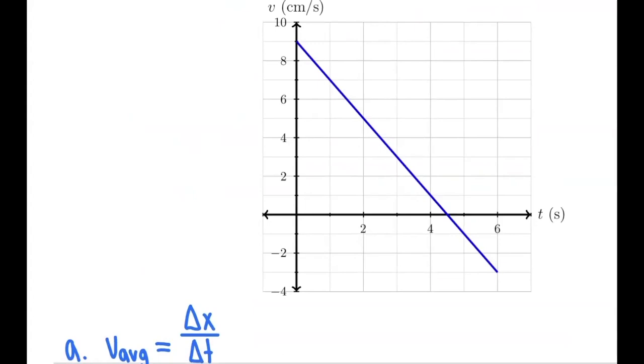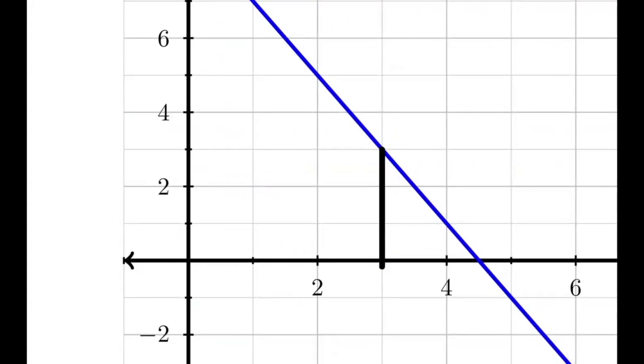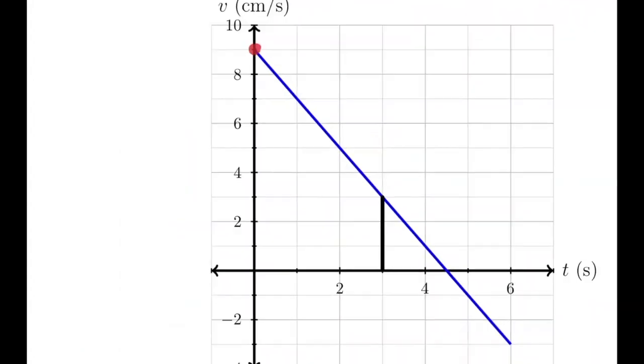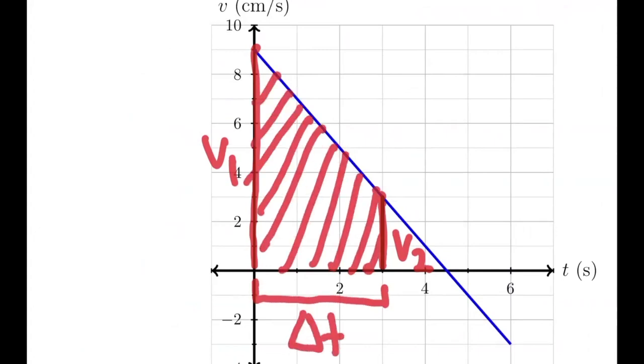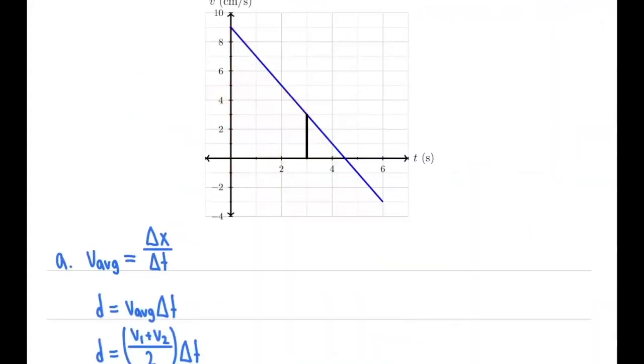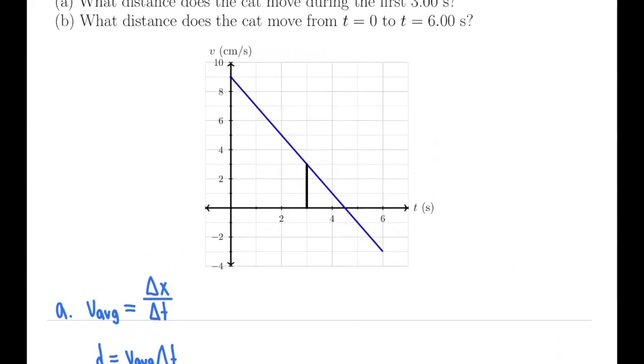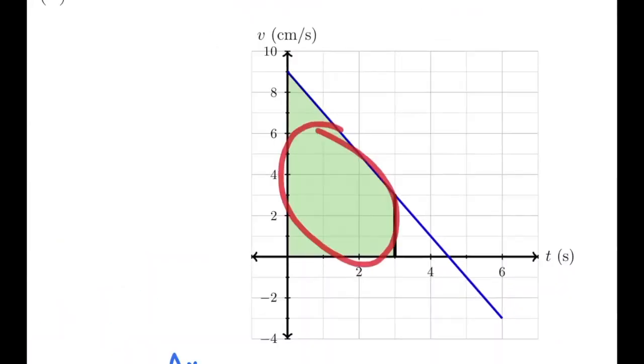So we're analyzing this from 0 to 3 seconds. So I'll draw a little line at 3 seconds. This is V1 right here. This is V2, the final velocity at 3 seconds. This is the delta t. The distance is just the area of this trapezoid. It's V1 plus V2 divided by 2 times delta t. So let me shade this in. The area of that trapezoid is going to be the answer to part A.